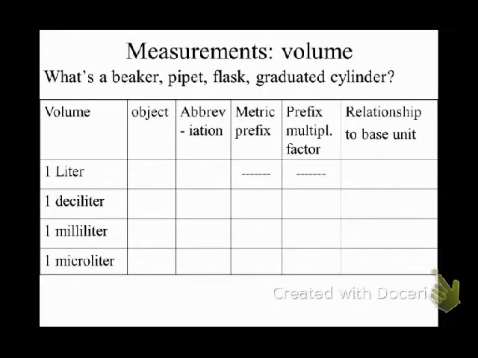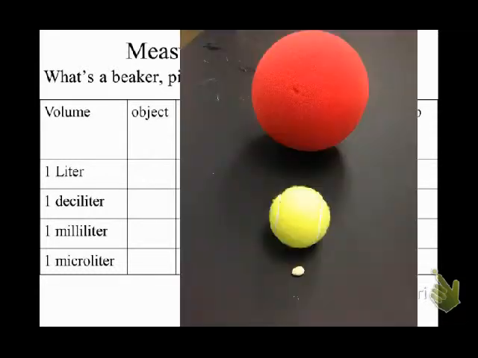Volume is a measure of the amount of space occupied by an object. The metric system base unit is the liter, about as big as a football, although here I've pictured a Nerf ball that's about as big as a football. The most common other metric units are deciliter, 1/10 of a liter. This is the size of about a tennis ball.